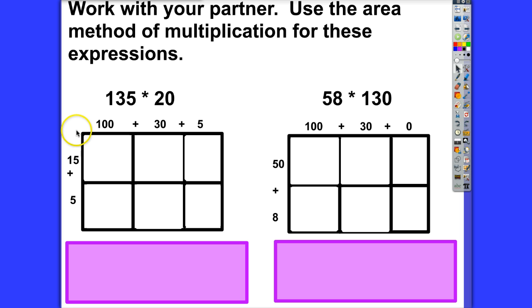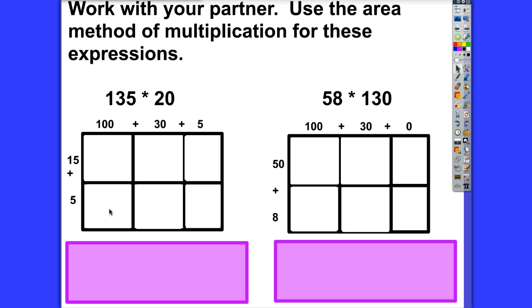And remember, we set up an area or a rectangle, and we divide it into the number of spaces that we're going to need for the place value. So I take a look at 135, and I'm dividing 135 into 100 plus 30 plus 5. So that means I need 3 columns here for the place value for those numbers. And then I'm taking 20 and I'm breaking 20 into 15 plus 5. So I also need 2 rows. So altogether there's 6 sections to this chart that need to be filled in.